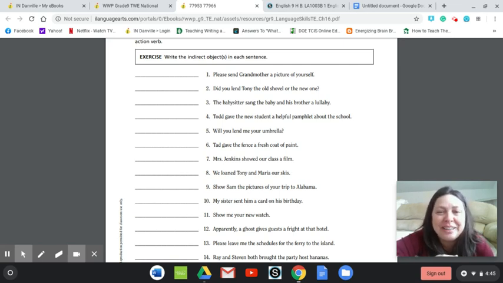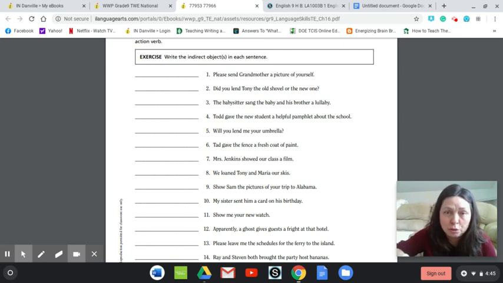Okay, number 4. Todd gave the new student a helpful pamphlet. Todd gave who to whom? The student. Todd gave what? The pamphlet to whom? The student. All right. Will you lend me your umbrella? Me is the indirect object there.